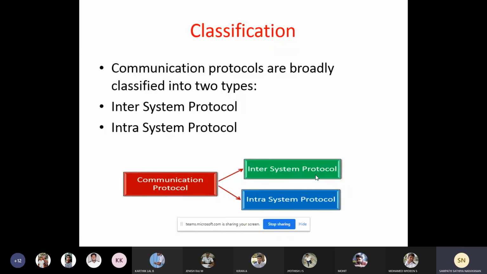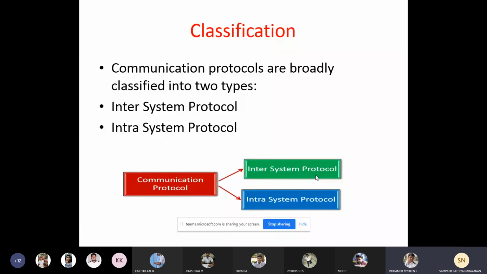Hello? Boys, can anyone tell what is an inter-system protocol and intra-system protocol? Hello? Yes, sir. Any idea about inter-system protocol or intra-system protocol? No, sir.